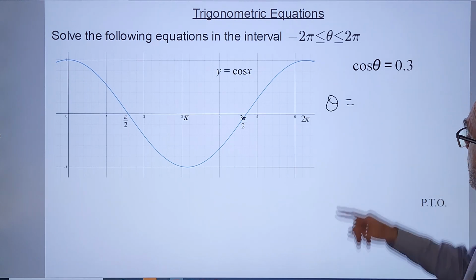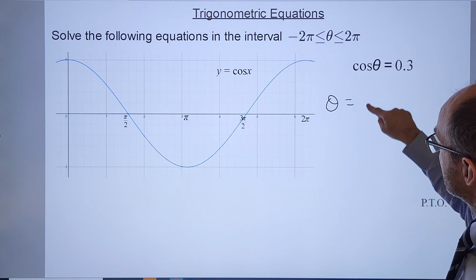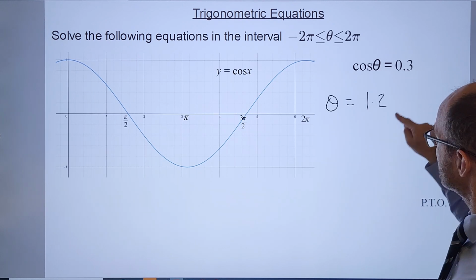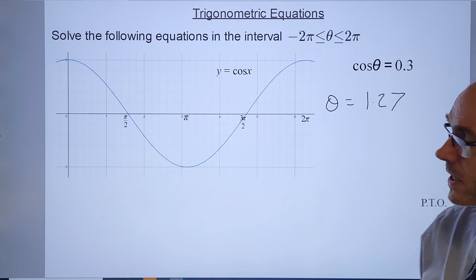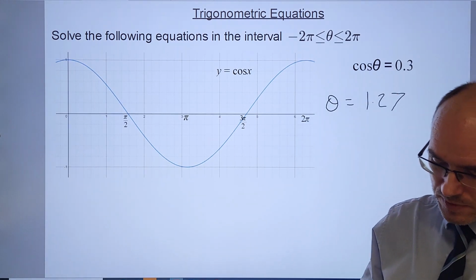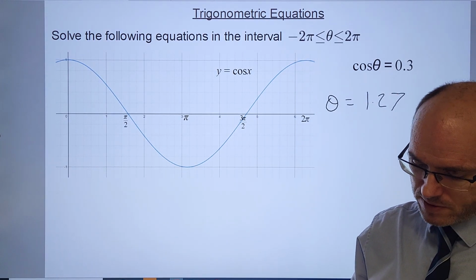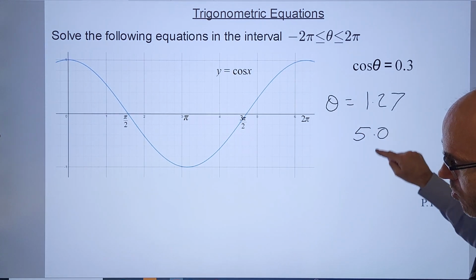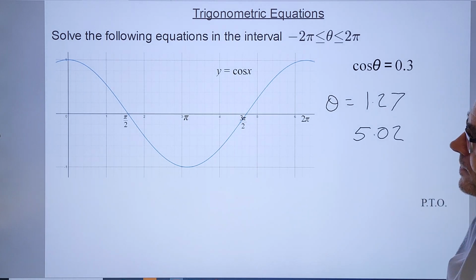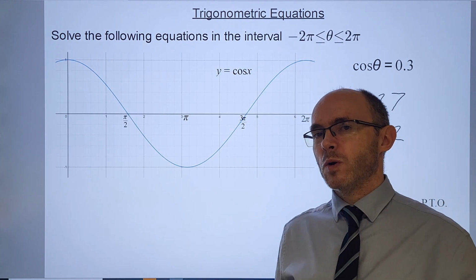So inverse cosine of 0.3, I get 1.266, so I'll call it 1.27, all 3 significant figures. The next answer, remember what to do? You do 2 pi minus that one. So 5.017, so 5.02.